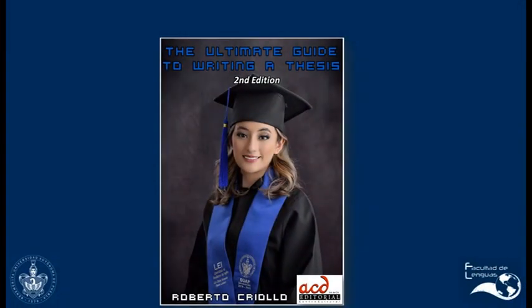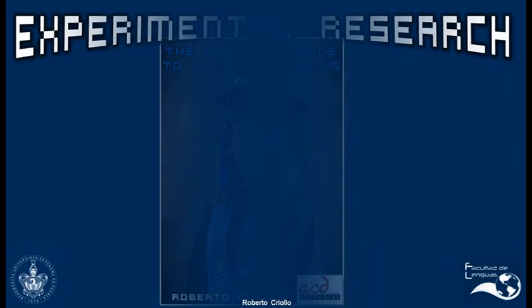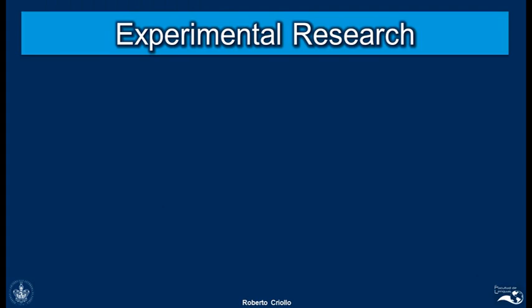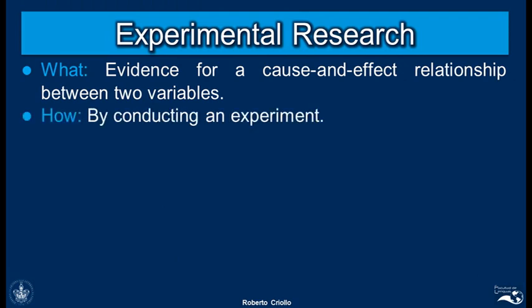Hello again. In this lesson, we'll focus on experimental research. First of all, let's summarize what experimental research is all about. What we're looking for here is evidence for a cause and effect relationship between two variables. So how are we going to do this? Obviously by means of an experiment.